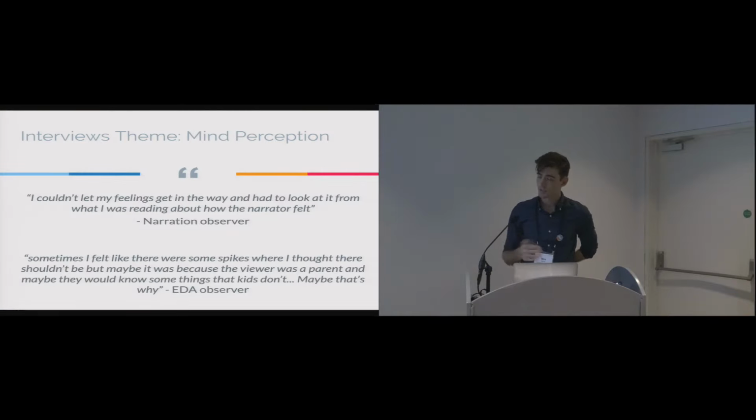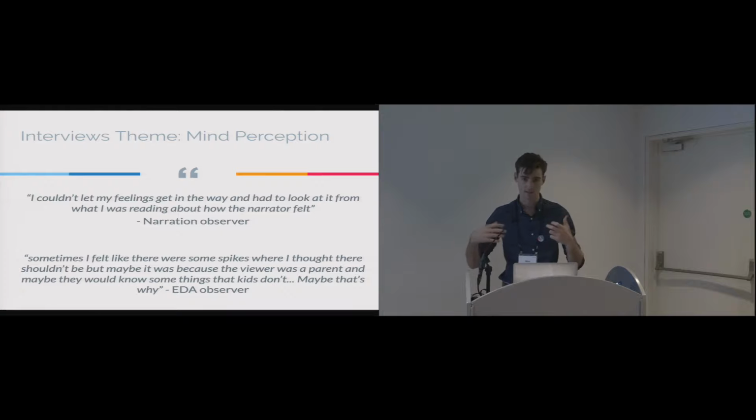In our interviews, we found a couple of interesting themes that are in the paper, but I just wanted to get into one of them in particular. Even though EDA had this negative effect on accuracy, there are other components of empathy that might be arguably more important. One of them, like I mentioned earlier, was mind perception, this detection of the target's internal states and the ascribing of human-like qualities and mental capacities to the target. Both the narration information and the EDA seem to prompt this mind perception in the observers. In the narration condition, one observer said, "I couldn't let my feelings get in the way. I had to look at it from what I was reading about how the narrator felt." So it was very clear that they couldn't just assume how the narrator was feeling because they were reading about it.